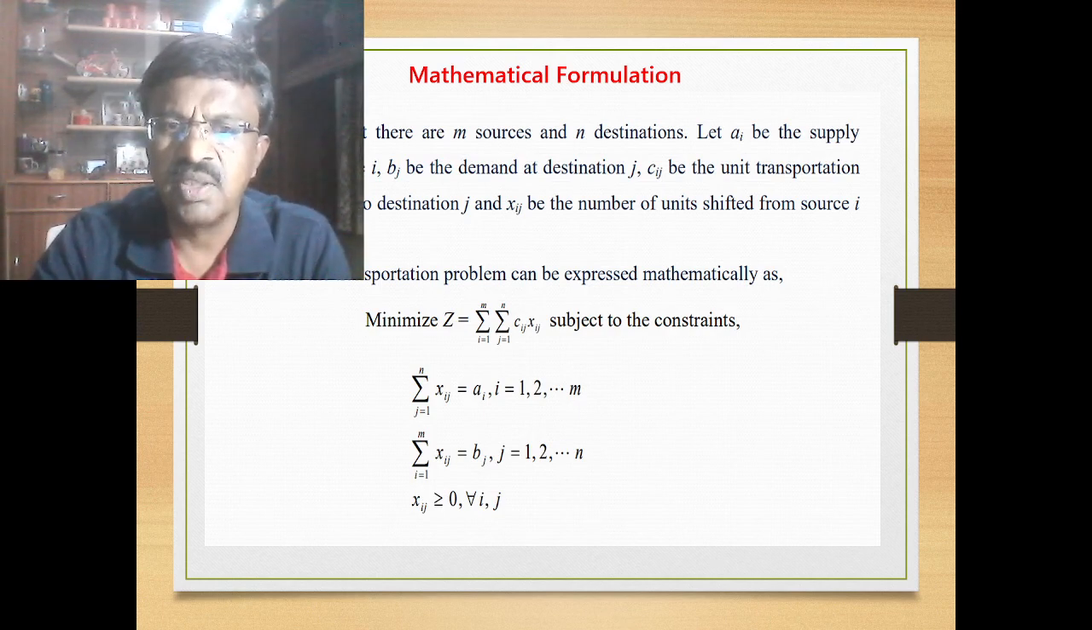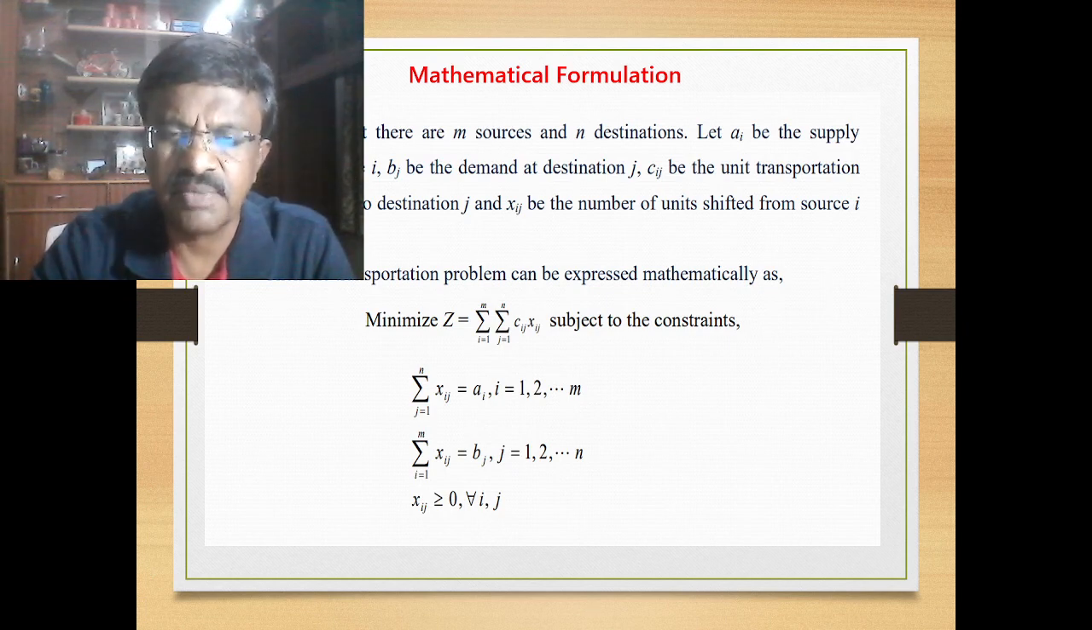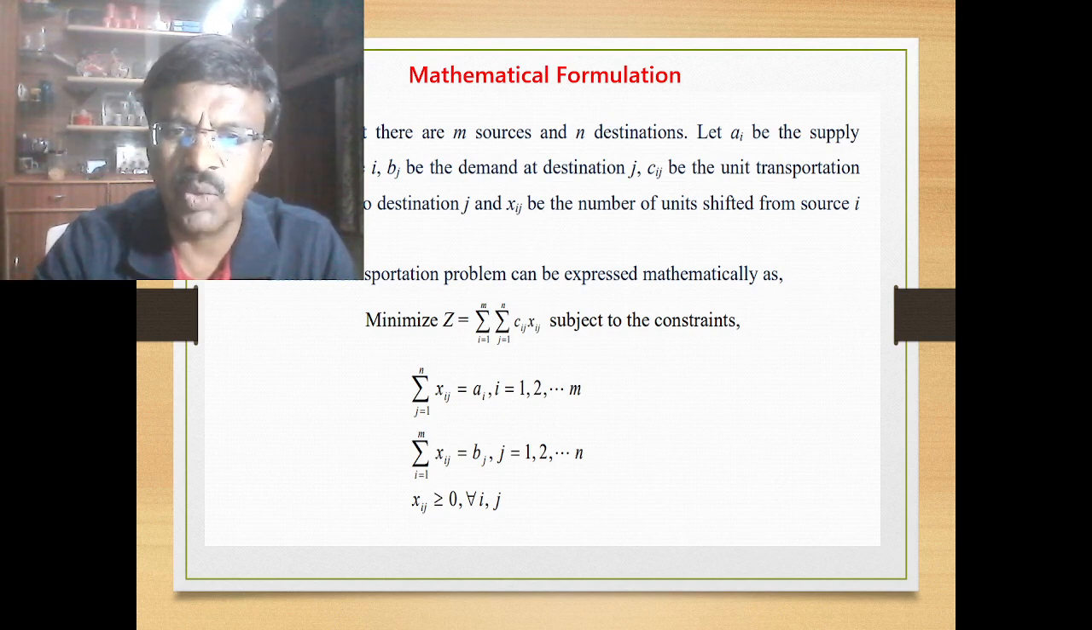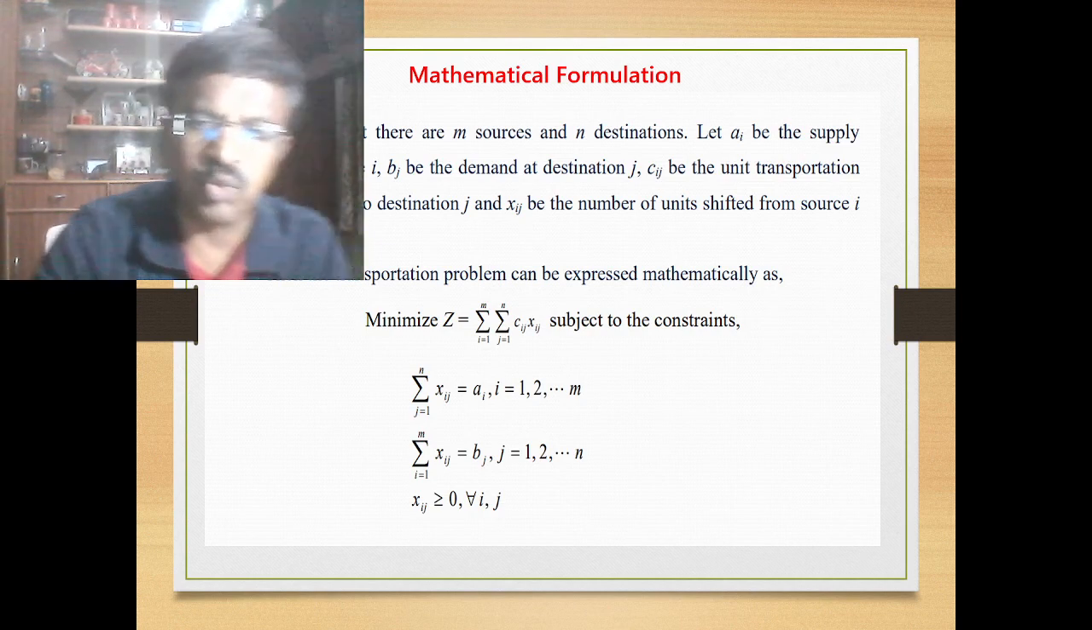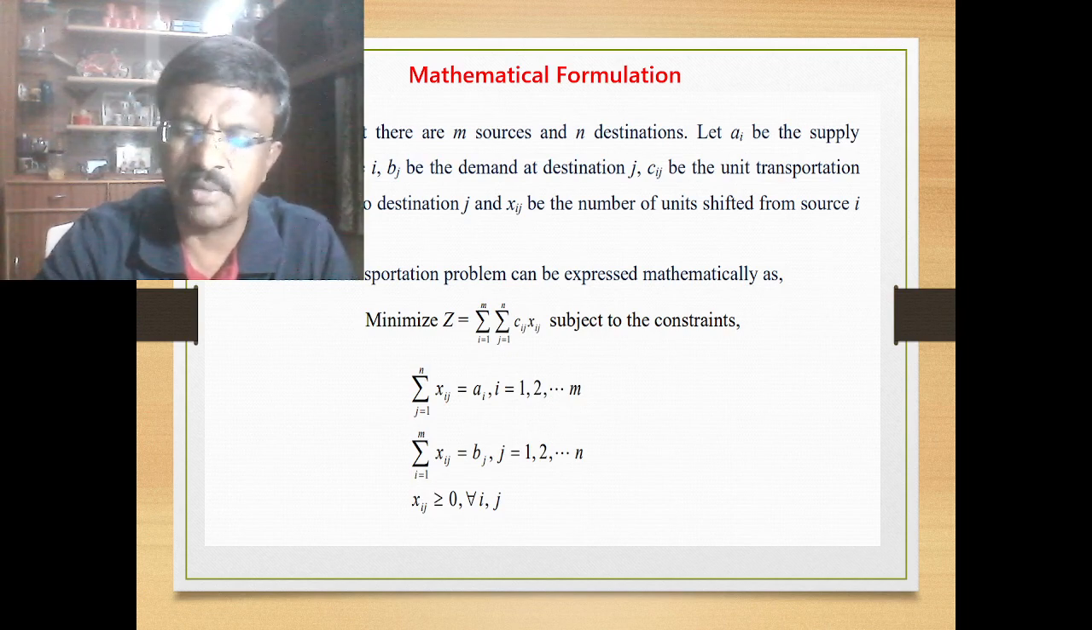On these assumptions, a transportation problem can be given mathematically as minimize z equal to sigma i equal to 1 to m, sigma j equal to 1 to n, Cij into Xij, subject to the constraints sigma j equal to 1 to n Xij equal to ai for i equal to 1 to m, sigma i equal to 1 to m Xij equal to bj for j equal to 1 to n, and the number of units are always non-negative, that is Xij greater than or equal to 0 for all i equal to 1 to m and j equal to 1 to n.